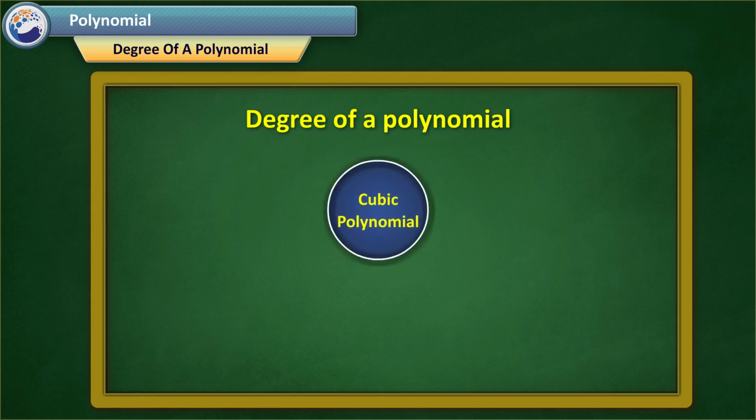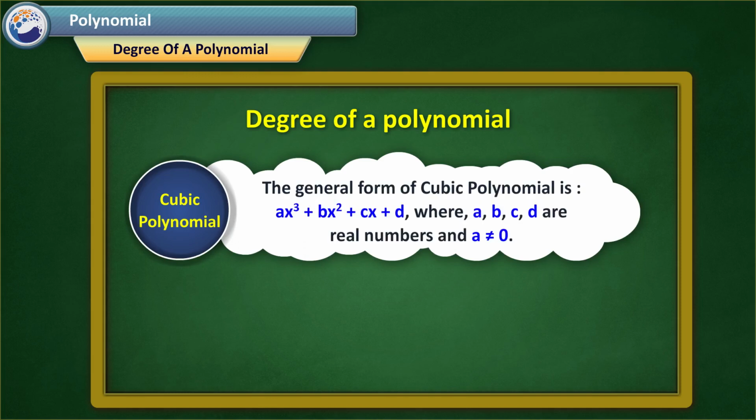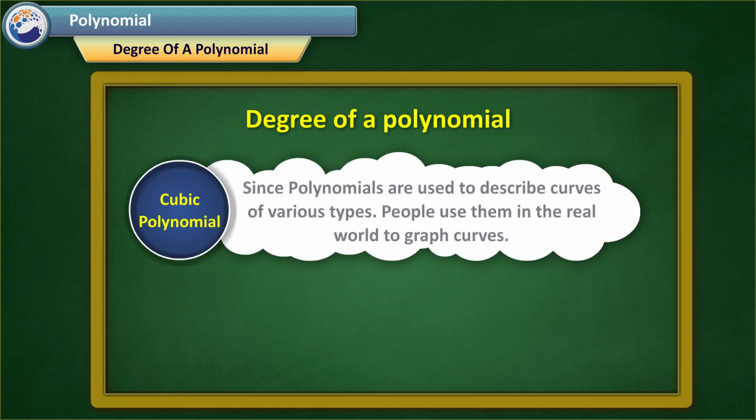Cubic polynomial. A polynomial of degree 3 is called a cubic polynomial. The general form of a cubic polynomial is ax cubed plus bx squared plus cx plus d, where a, b, c, and d are real numbers and a is not equal to 0. For example, 2 minus x cubed, 3x cubed minus 2x squared plus x minus 1, etc.